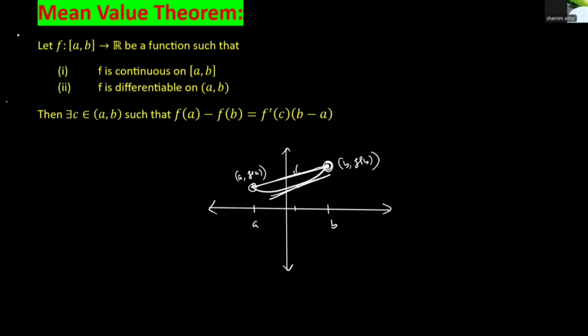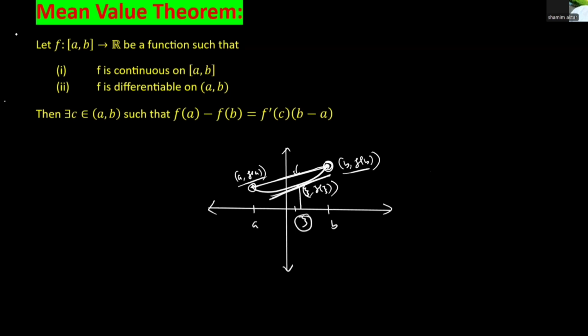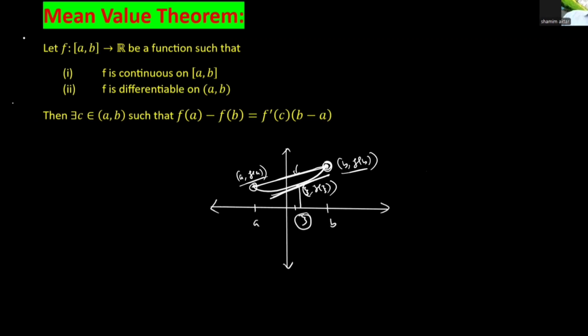So this is my xi, the point (xi, f(xi)). So xi lies between A and B. That means the mean value theorem guarantees that there exists xi between A and B such that at the point (xi, f(xi)) the tangent of the curve is parallel to the line segment joining the points (A, f(A)) and (B, f(B)). That is the graphical interpretation.